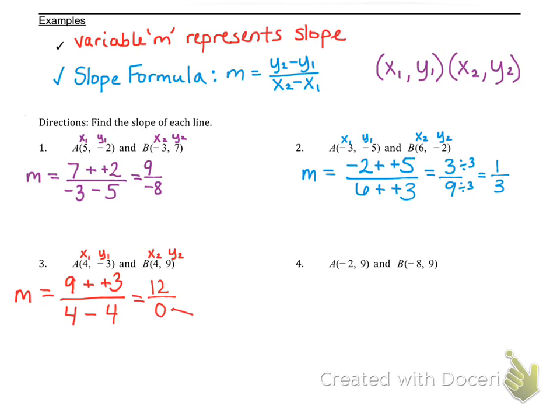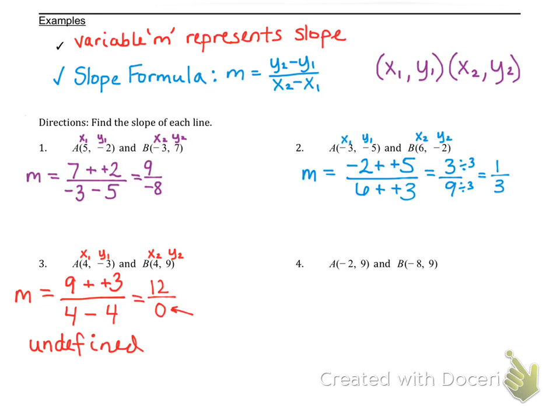So when there is a 0 on the bottom of the fraction, that means that the slope is undefined. So whenever there's a 0 on the bottom of the fraction for slope, that means that the slope is undefined.